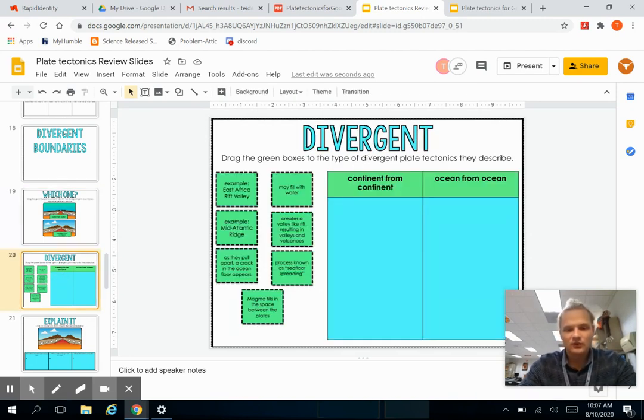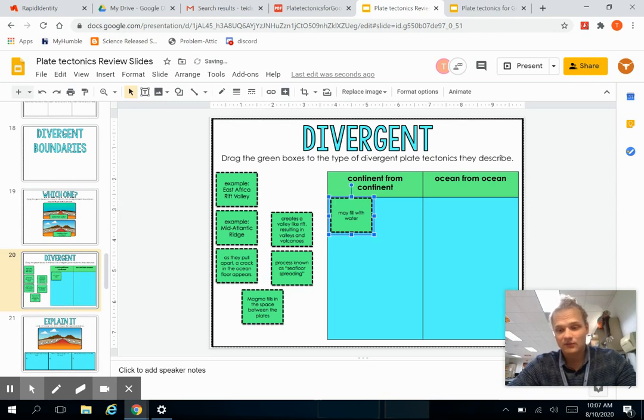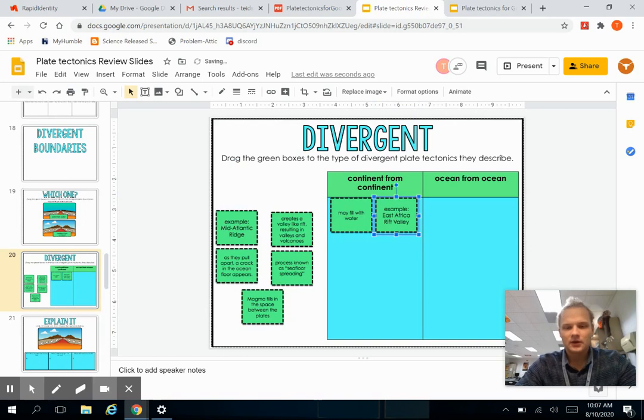Divergent, okay, we're always going away. Let's go with continent versus ocean. So let's talk about what may fill with water, because the continents are splitting up. So water is going to fill in there most likely because there's more water than there is land. All right. And the land is a higher elevation typically. All right. East Africa Rift Valley, that's going to be continent. Mid-Atlantic Ridge would be ocean.